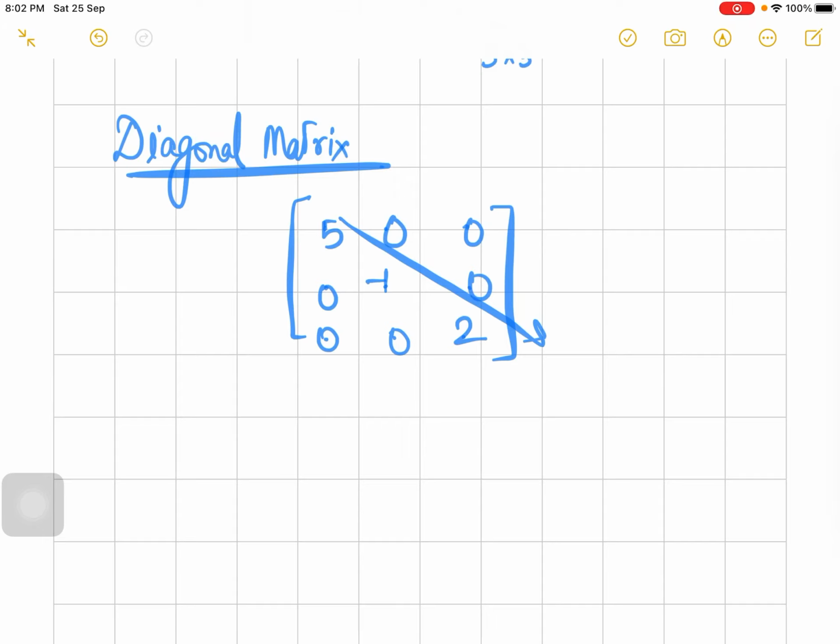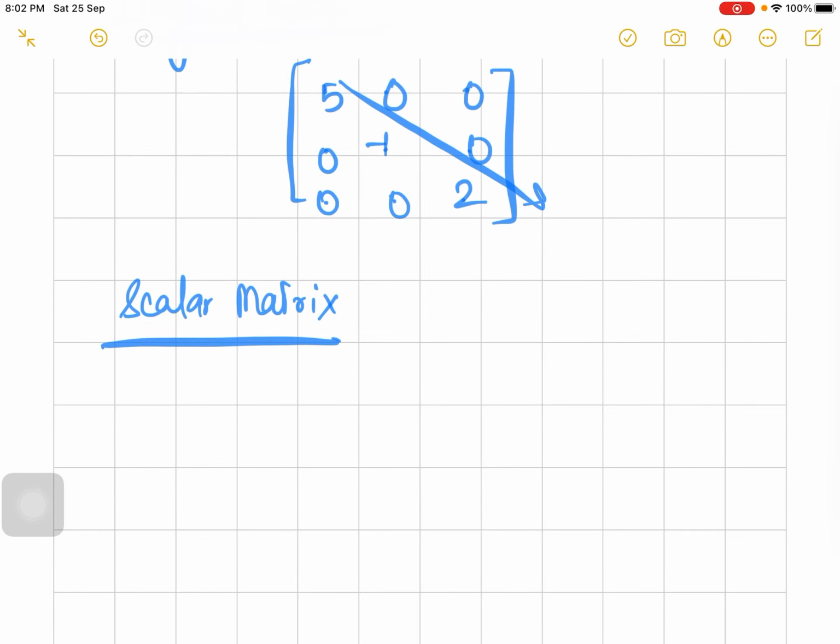All right. We'll talk about a scalar matrix. A scalar matrix is a further special category of diagonal matrix. Let's say we have 2, 0, 0, 0, 2, 0, and 0, 0, 2.